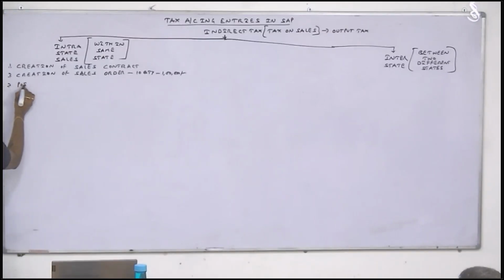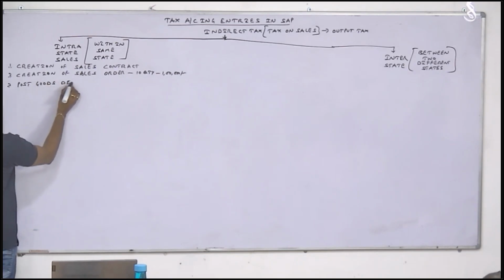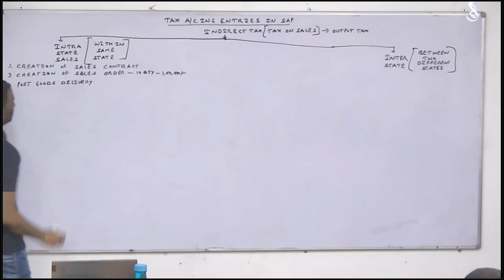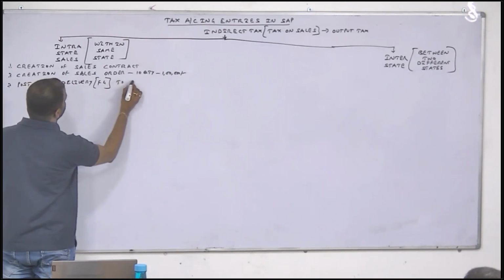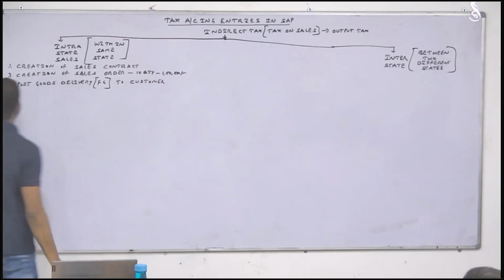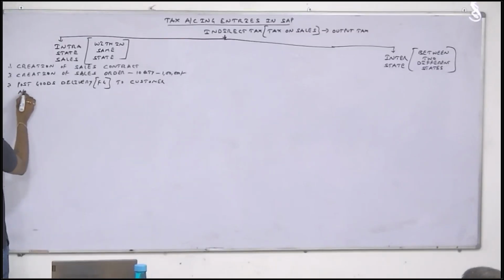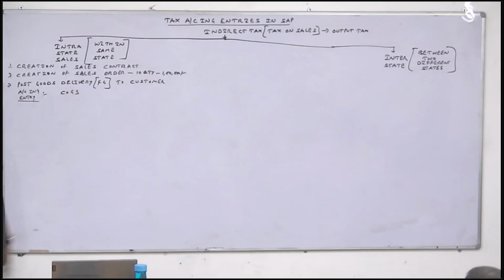Then what is the third one? Post goods delivery to customer. Which goods? Finished goods or semi-finished goods, whatever it may be, to customer. What is the accounting entry? Cost of goods sold. I will write COGS. Is it okay for you?